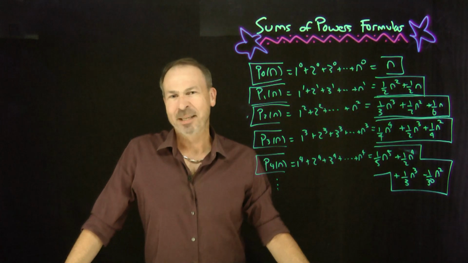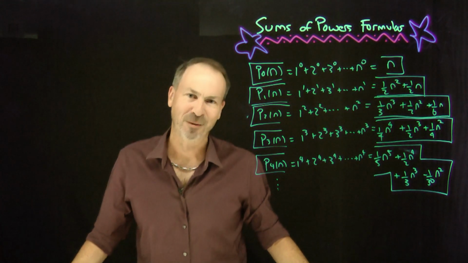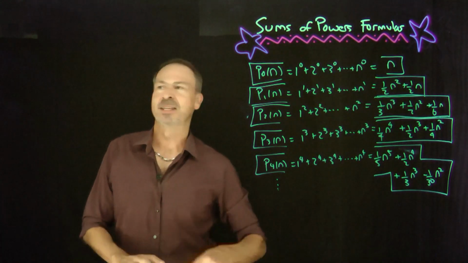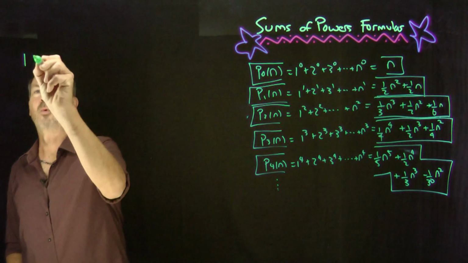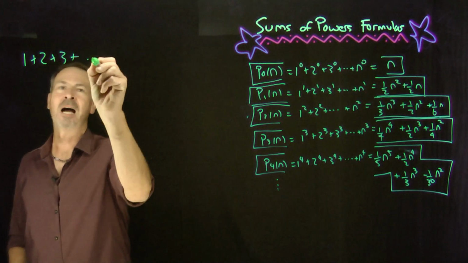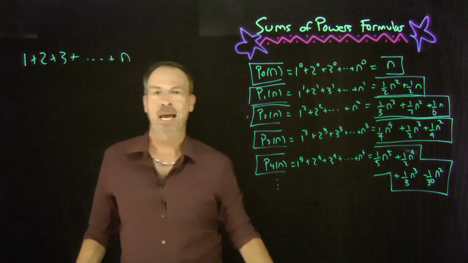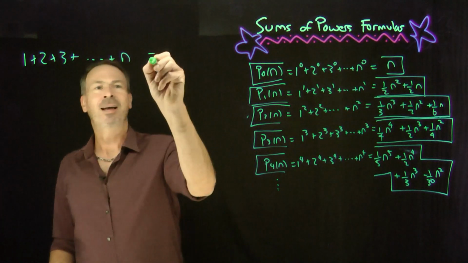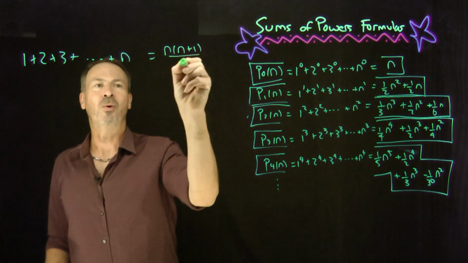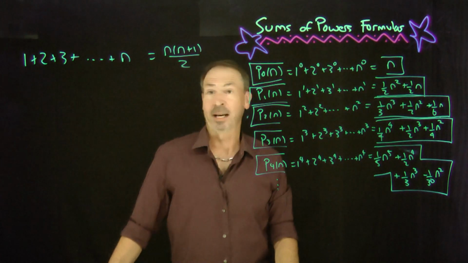G'day. You've probably seen in school lots of formulas for sums of numbers. For example, you may have seen a formula for the sum of the first n counting numbers: 1 plus 2 plus 3 plus 4, up to however high you want to go, up to some number n. And this is given by the formula n times n plus 1, all divided by 2. And if you like, we can expand that out.